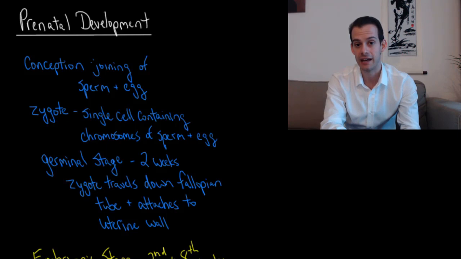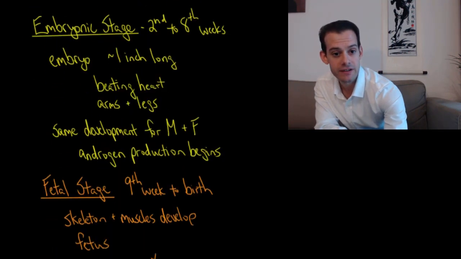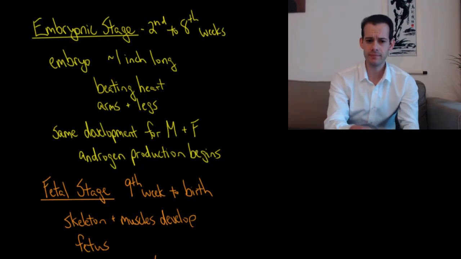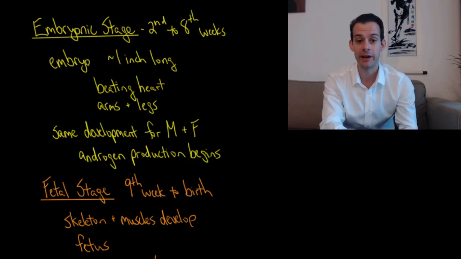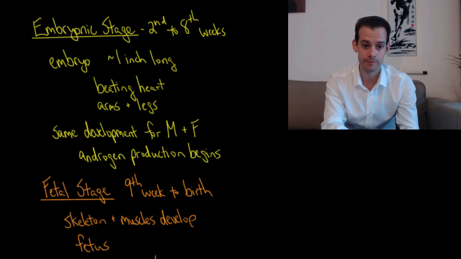But if this happens successfully, then we can move to the next stage of development, which is the embryonic stage. And the zygote is no longer referred to as a zygote, it's now an embryo. And this stage will last from about the 2nd to the 8th weeks of the pregnancy. And this embryo is only about an inch long at the beginning of this stage, but it already has a beating heart and the beginning of arms and legs.